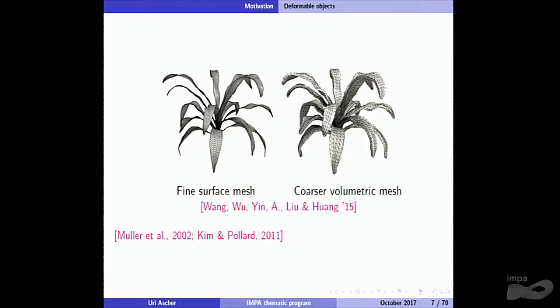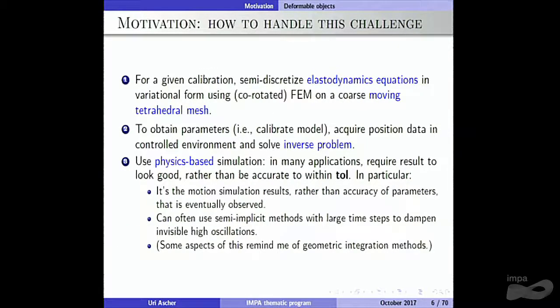So the fortunate part here is that there is essential work on what is called corotated finite elements from 2002, and then there is another work and software that takes a fine surface mesh and produces a coarser volumetric mesh. You know it's coarser because otherwise it becomes very expensive to simulate. Okay. And then you want to find the Young modulus and damping parameters.